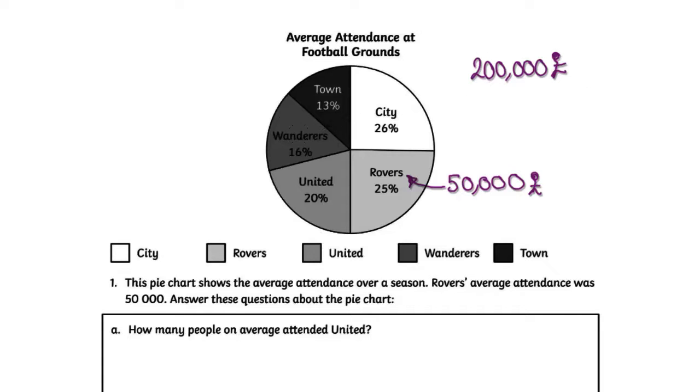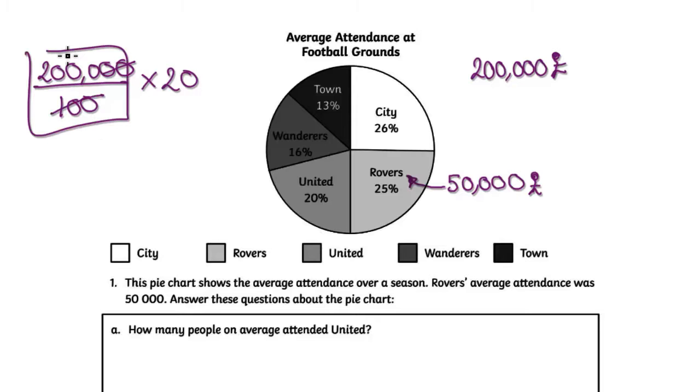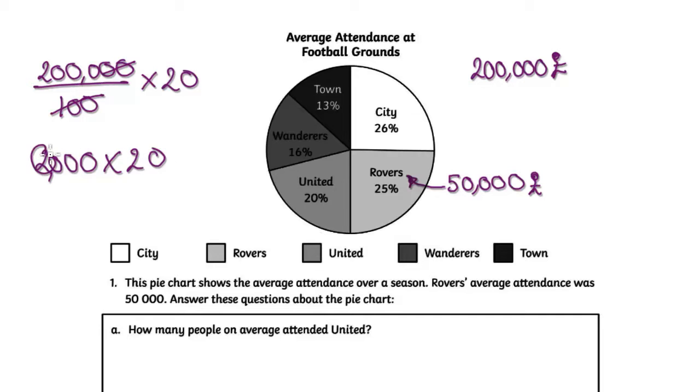So now we're asked how many people on average attended United. So United is here. To work out the number of people, we get the whole pie, cut it up into 100 equal pieces, and then you want to get 20 pieces. So now divide by 100. So this bit here would be 2,000, and then you times 20. So 2 times 2 would be 4, and then you've got 4 zeros.